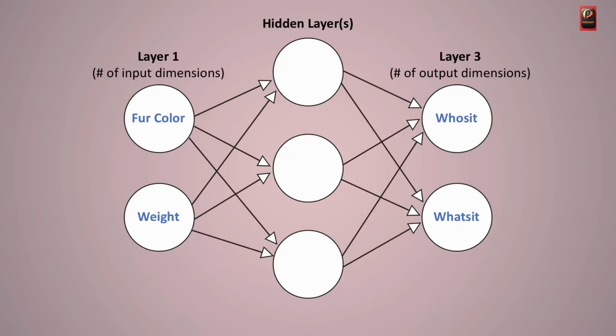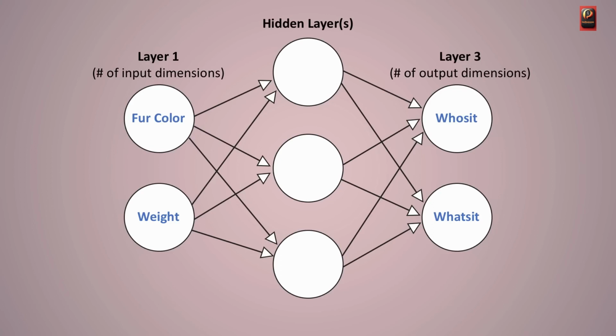So let's go to a real example using these circles and arrows that we have from before. We have a data set. This data set gives us fur color and weight of animals, and also tells us if those animals were who's its or what's its. So we want to go through all of that data and train our neural network to predict who's its and what's its based on fur color and weight.